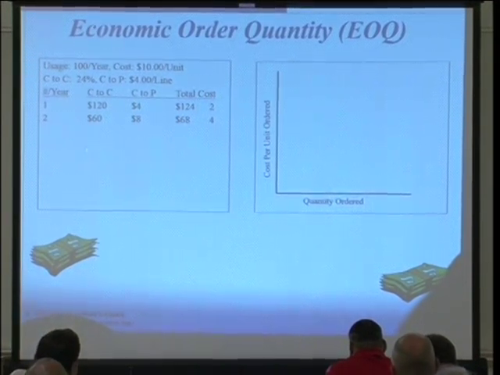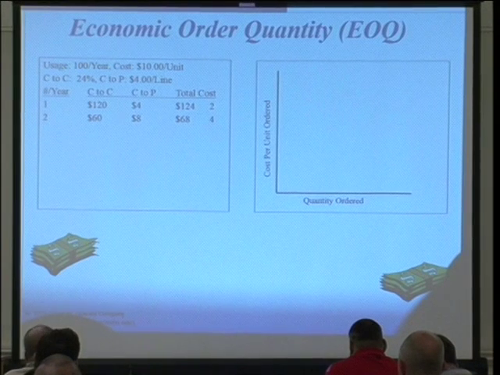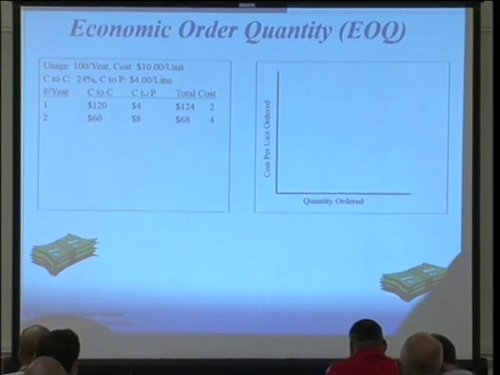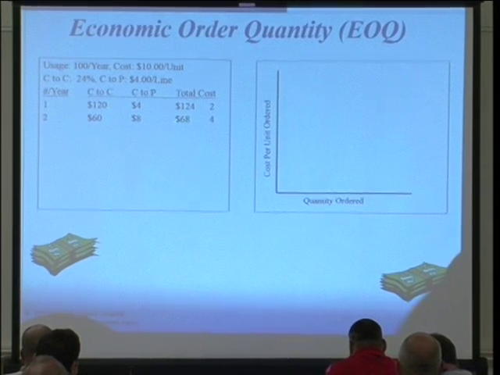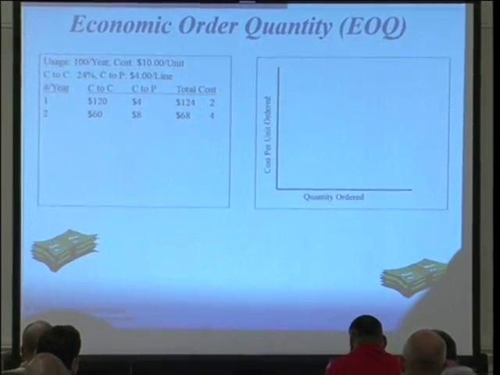My carrying cost is going to be $60 because my average inventory is now only $250 at a pop. I brought it in twice a year, so 2 times $4. I'm going to spend $8. My total cost to carry plus cost to purchase is $68.